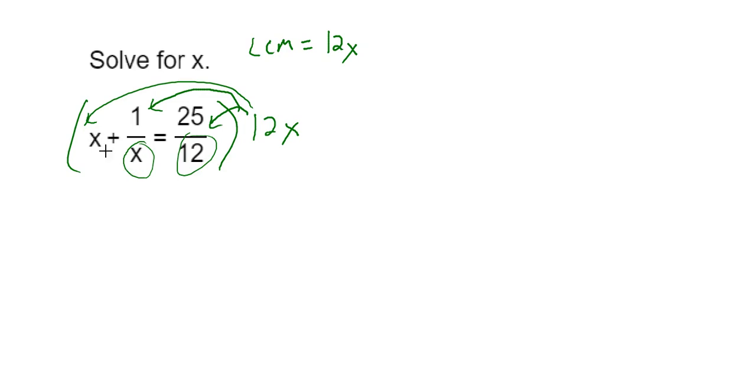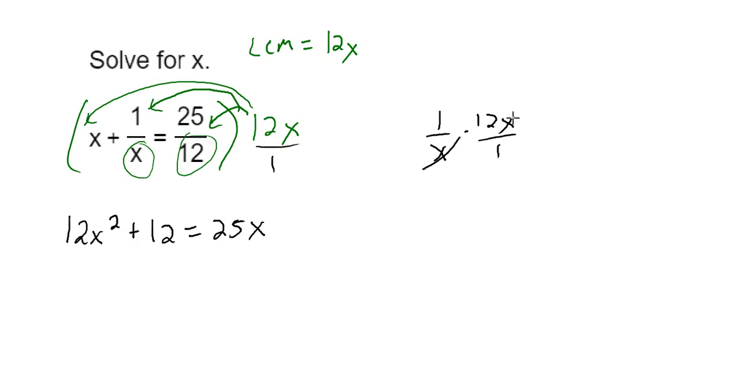So we'll get 12x times x, which will be 12x squared, plus, think of this as 12x over 1. 12x times 1 over x. The x's cancel out, and we just get 12. Equals, here the 12's cancel out, and we'll just get 25 times x. All right. So in this case, the x's cancel out, and that's how we got 12. For the other case, we had 25 over 12 times 12x over 1. The 12's cancel out, and that's how we got 25x.